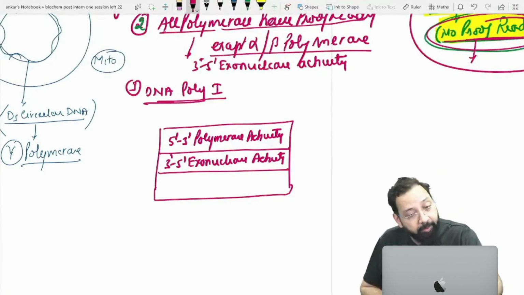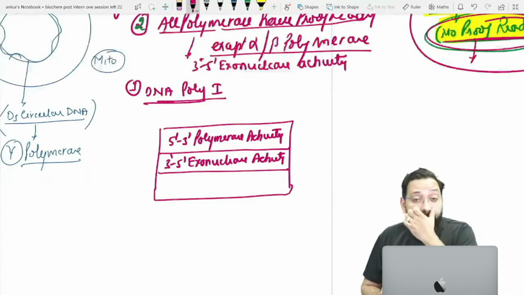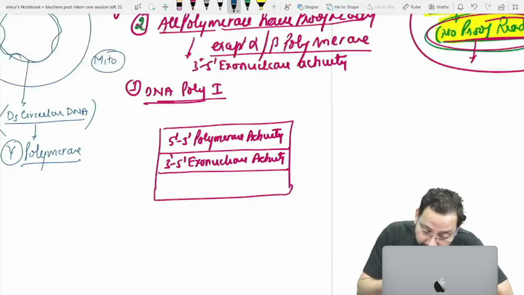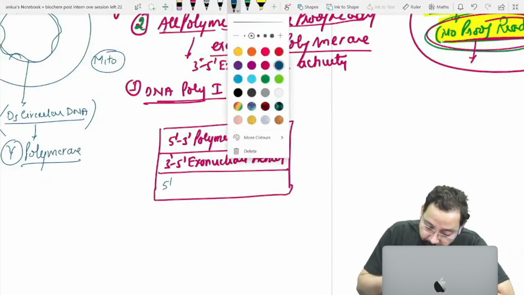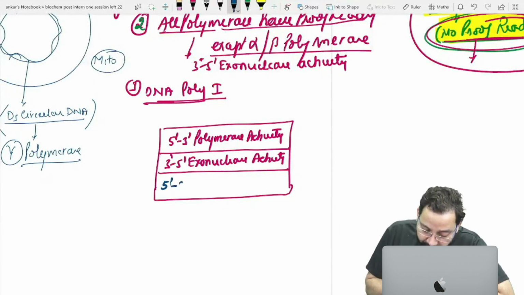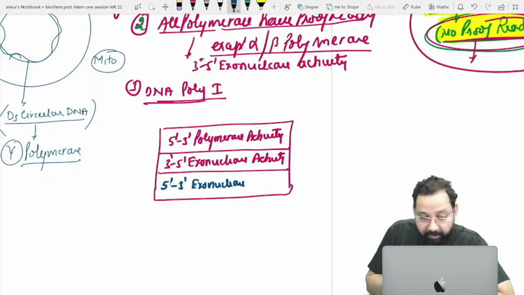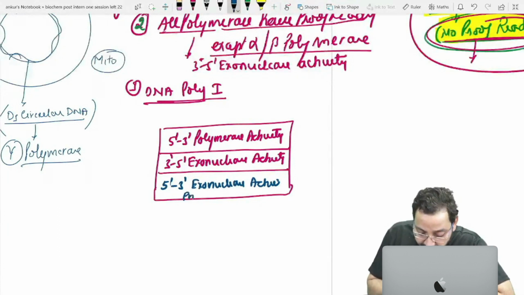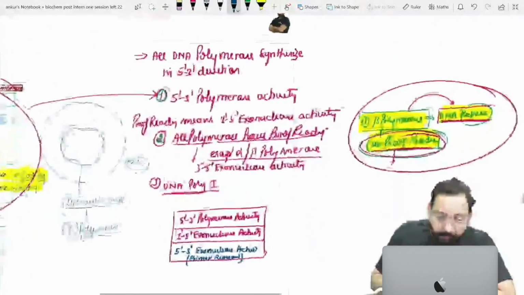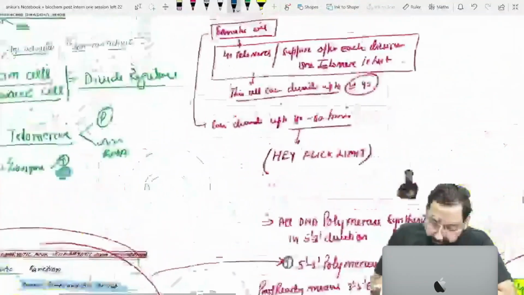Can you point out one more activity? 5 to 3 exonuclease activity, which was present for primer removal. I told you, primer removal. Yes, remove primer. Very good.